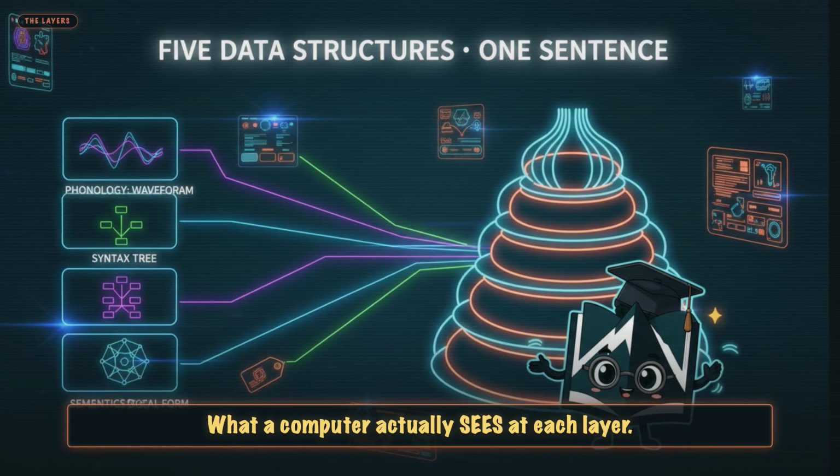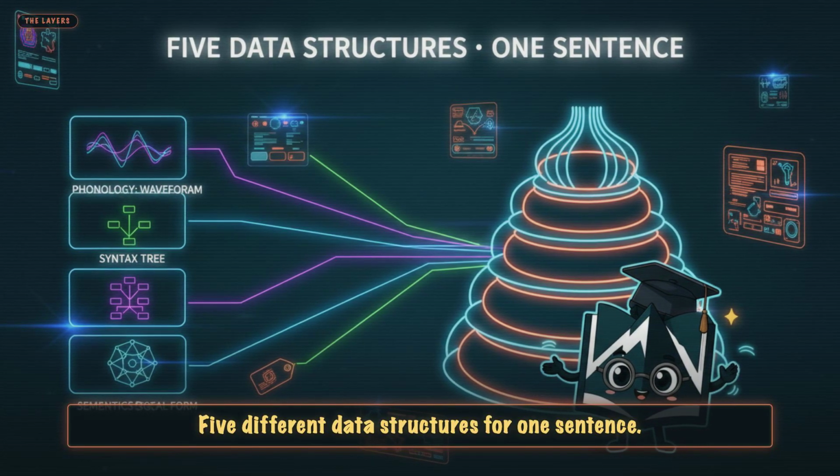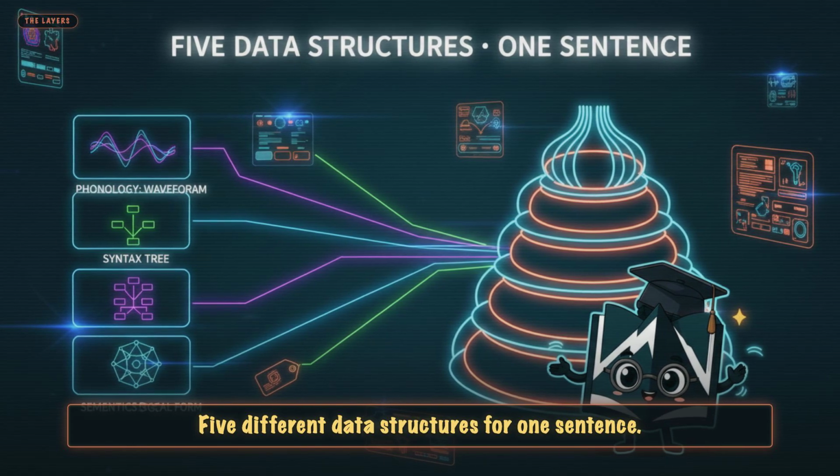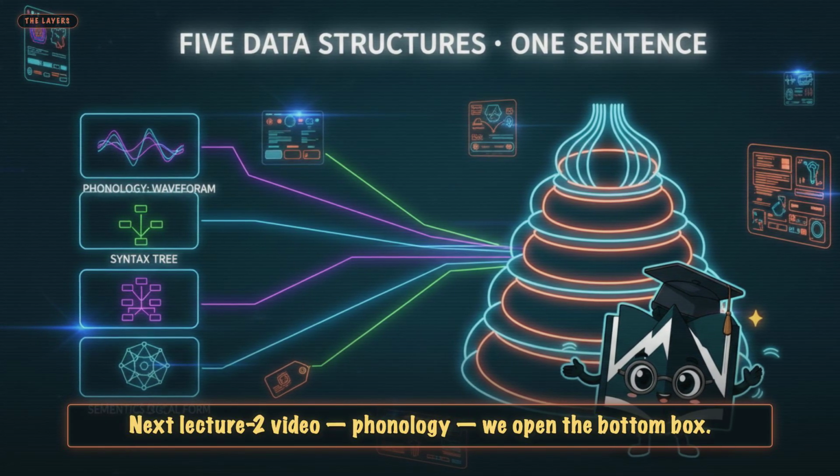Third beat, what a computer actually sees at each layer. 5 different data structures for 1 sentence. Next, Lecture 2 video. Phonology. We open the bottom box.